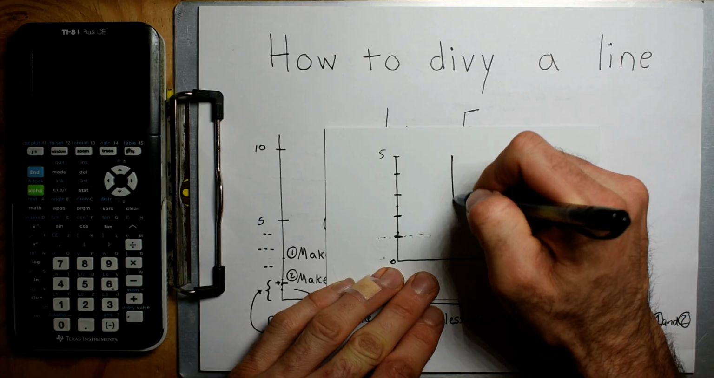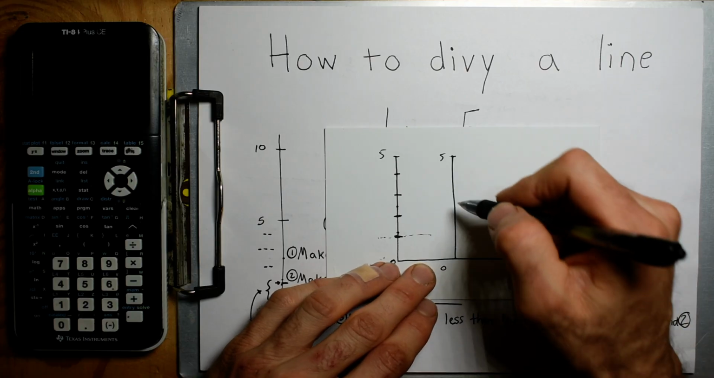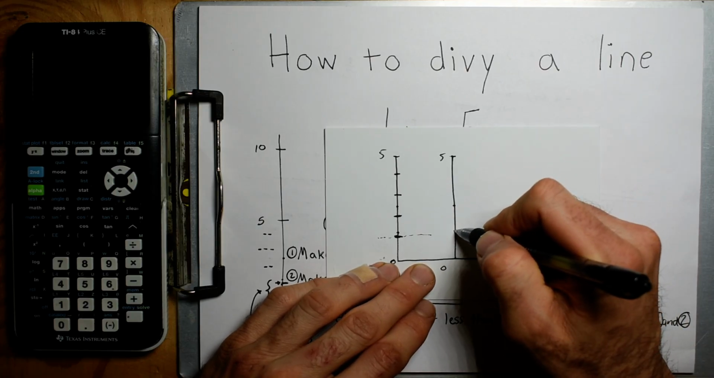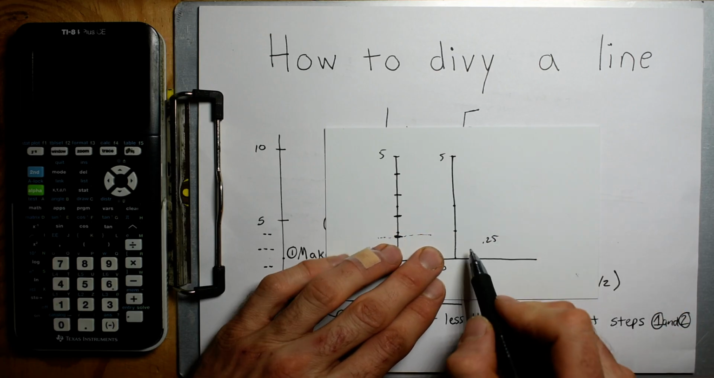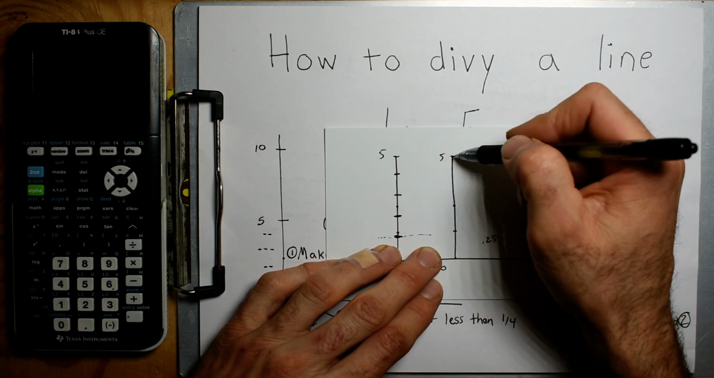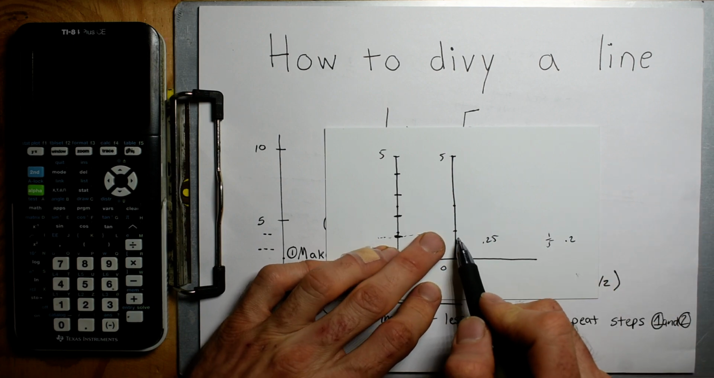Now if I'm going to do this more accurately, I'm going to come up here, 5, 0, and I'm going to divvy this into half, quarter, and then I know that this is 0.25 of the full length. I want 1/5, which is 0.2. So I need to divvy this up into 5.